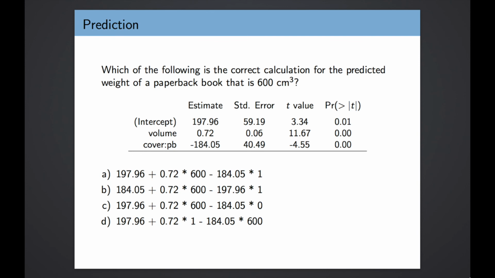So let's say that you have a book with a volume of 600 cubic centimeters and the book is a paperback. You have all the information that you need in this regression table to calculate an estimated weight of that book. So go ahead and look at these options and see which of these is the correct equation for calculating that estimated weight.